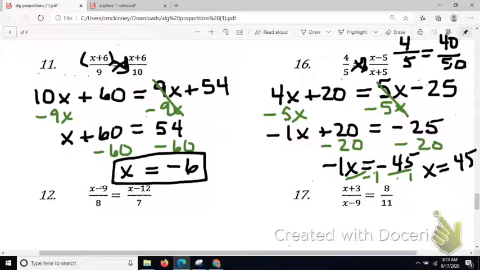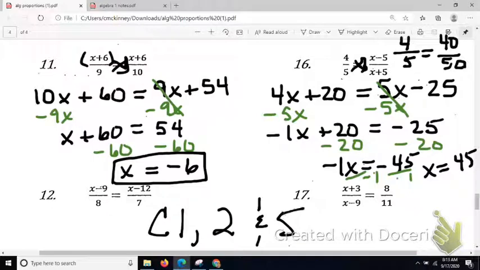All right, great job. And we will be doing some applications with proportions on Monday. Remember again that the IXL lessons that I expect done are C1, 2, and 5. And then the worksheet with the 9 problems you need to finish.